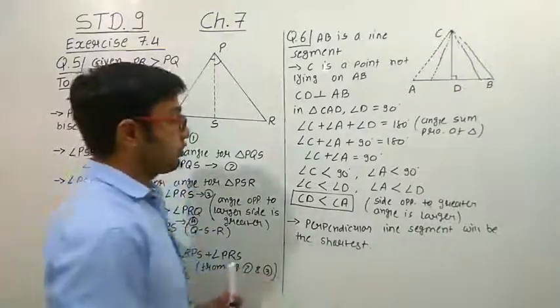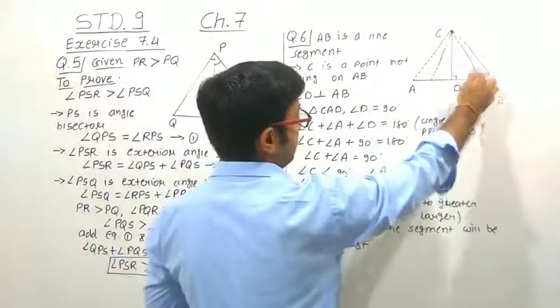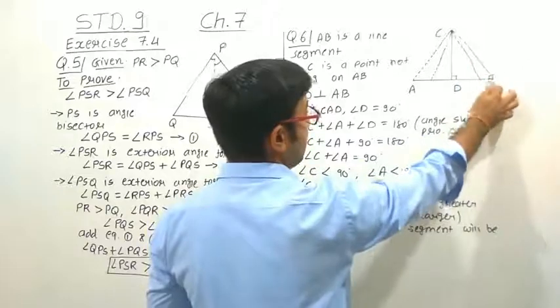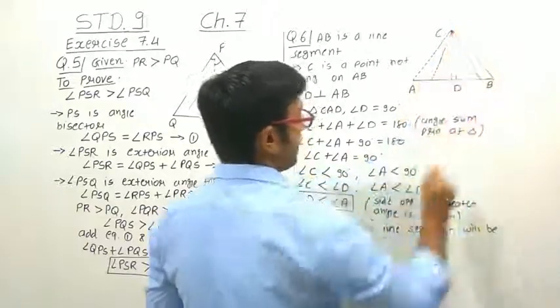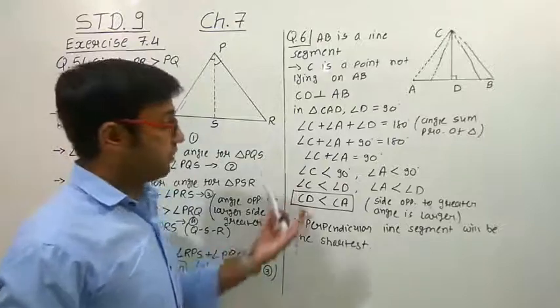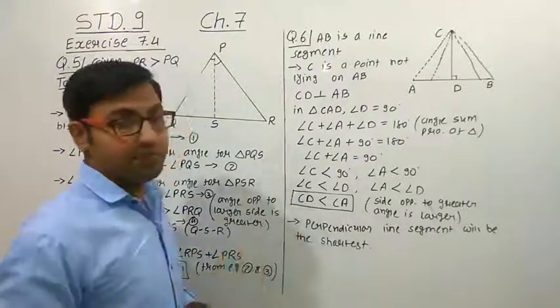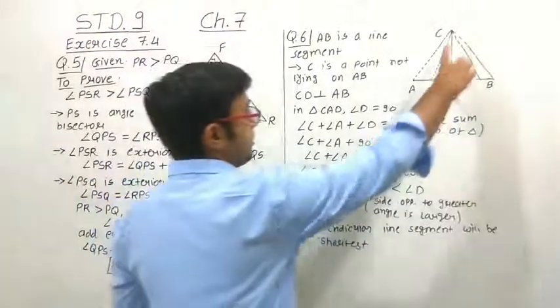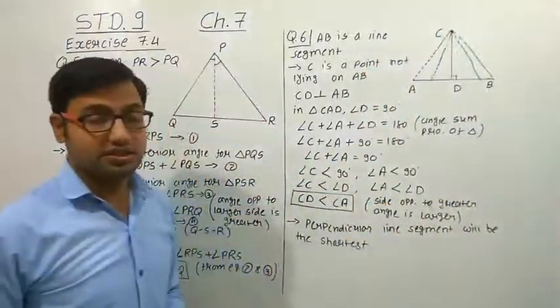You can also take one more line segment here. You can consider CB. Now triangle CDB is formed, and again it is a right angle triangle. You can proceed in this way, and again you will find that CD is the shortest distance.